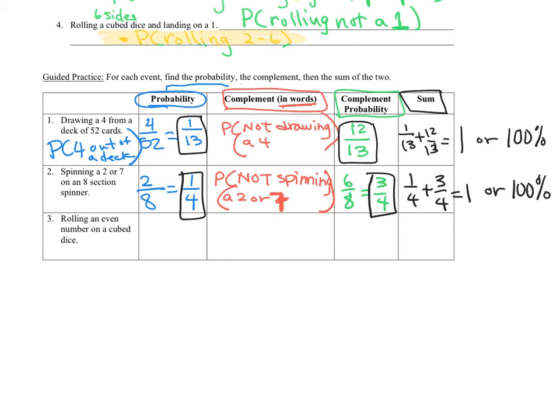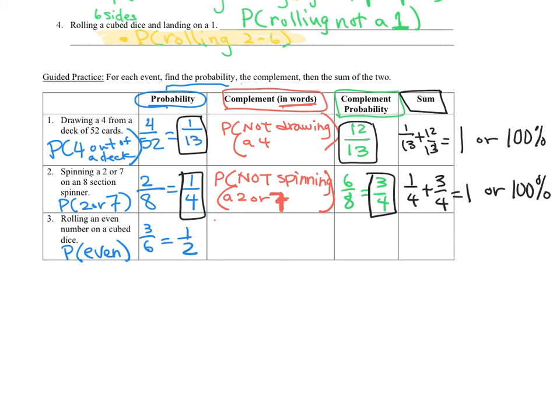And the last one we have is rolling an even number on a cube. This one is the probability of an even number on a cube die. When they say cube die, it's always out of 6 unless they say an 8-section spinner or 8-sided die. So this is going to be 1 through 6. And the probability of an even, this is the notation, is going to be 3/6, which is a half.